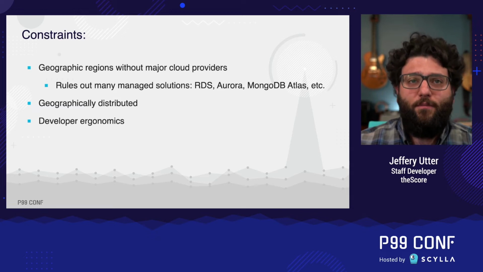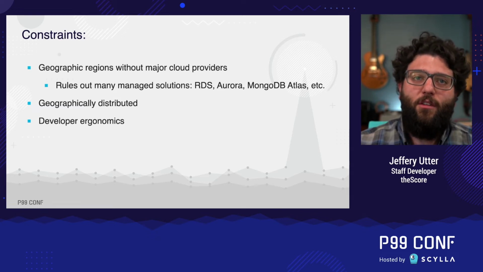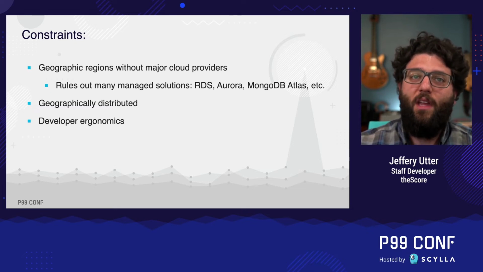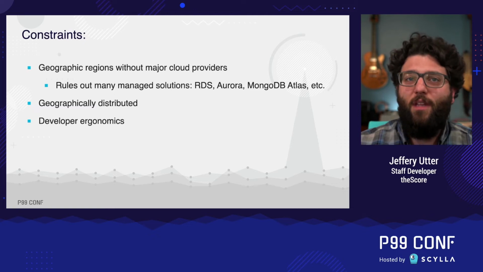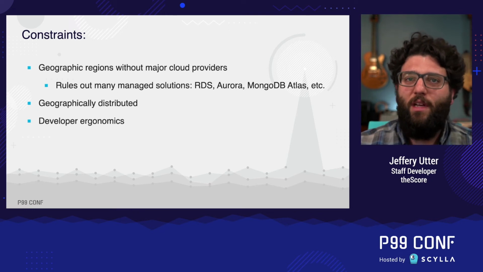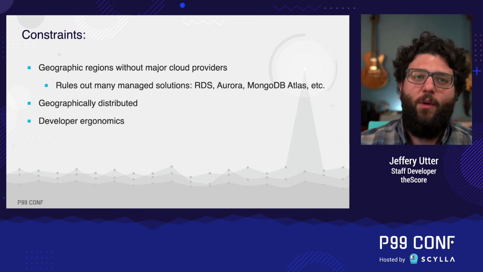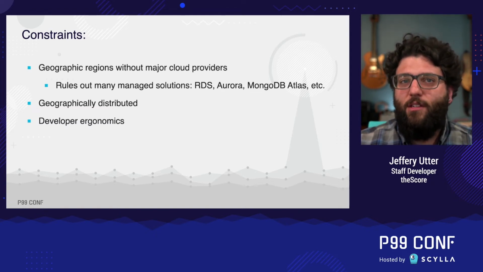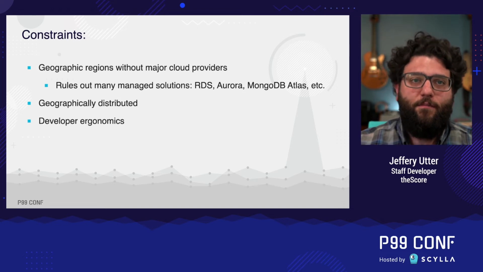And therefore, a lot of the managed solutions that make running a fleet of different databases, data stores globally easier, we can't use them because they don't operate in the specific localities that we need. So that kind of throws RDS, Aurora, MongoDB Atlas, all those types of things out the window. We could run them ourselves, but it's a lot of operational overhead. Whereas if we could use the managed solutions, it would certainly be easier.